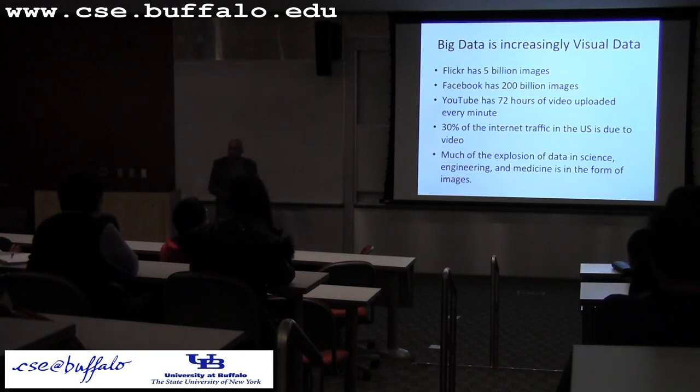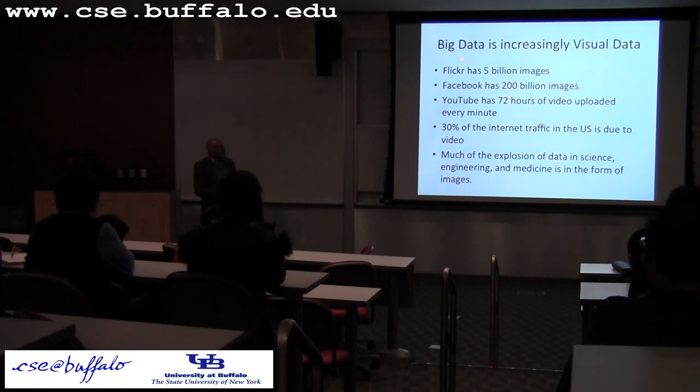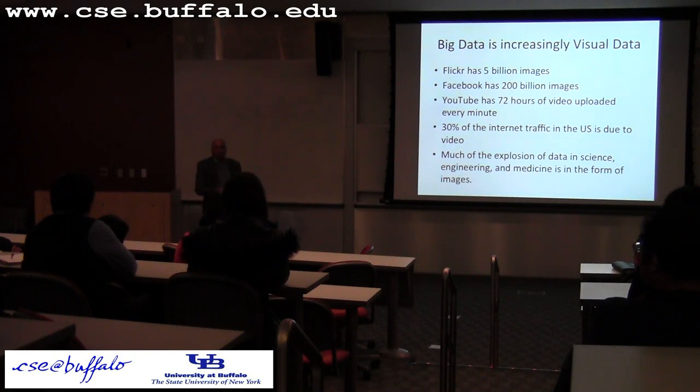So let's start with the obvious propaganda for the importance of the field. The most popular buzzword these days in computer science, and in fact in the popular press as well, is big data. Big data is increasingly visual data, and here are some numbers of the kinds of images. There are talks which I've seen with titles like, "What do we do with a trillion photos?" These numbers suggest that big data is really visual data, images and video, and we need to figure out how to make sense of it.